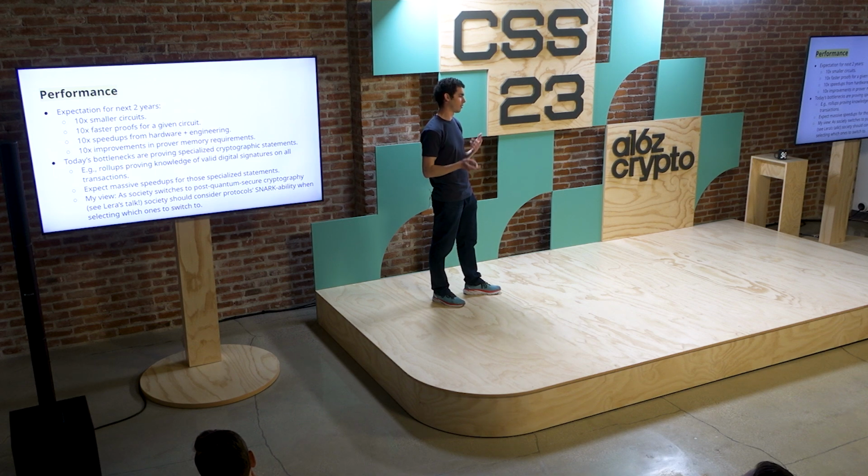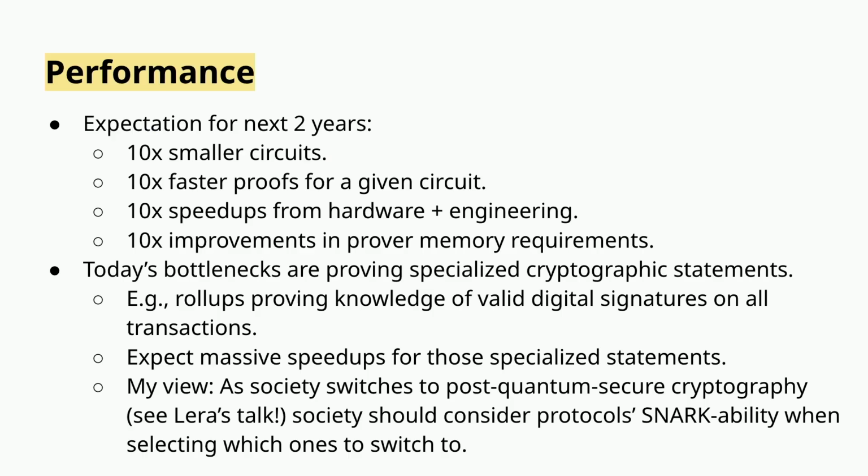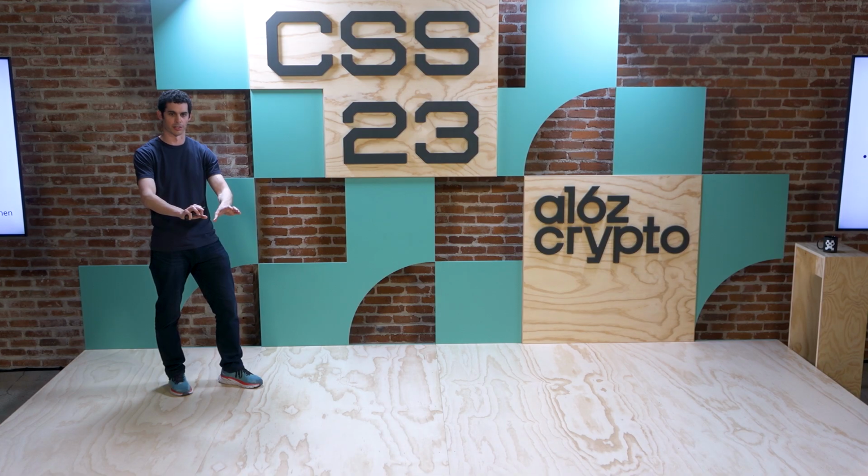I would actually like to see society consider the snarkability of the primitives, especially the signature schemes, as they decide what to switch to. This stuff is very sticky, and once you say we're going to switch to this, it's very hard to change that decision.